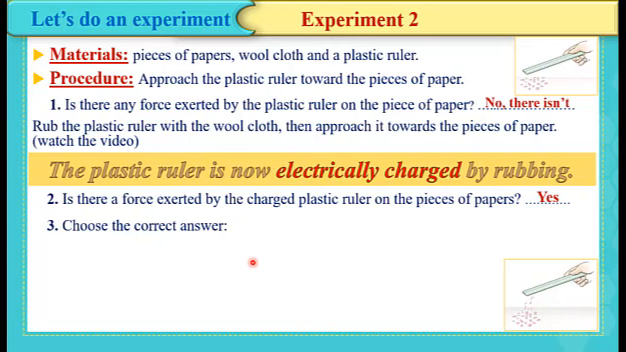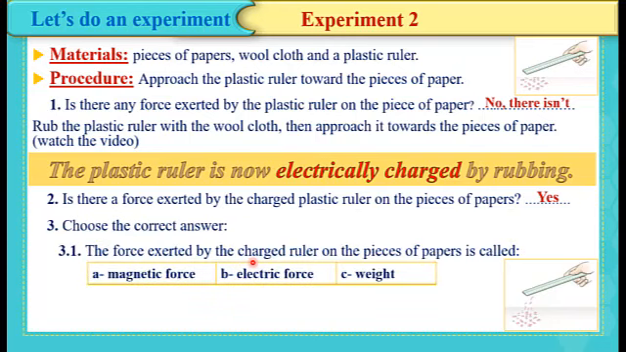Choose the correct answer. Of course, we should choose the most reasonable one. The force exerted by the charged ruler on the piece of paper is called the magnetic force, the electric force, or the weight. What do you think? Of course, it's the electric force. Why? Because the plastic ruler is electrically charged.